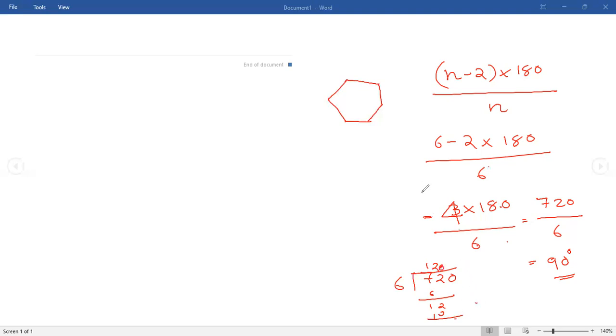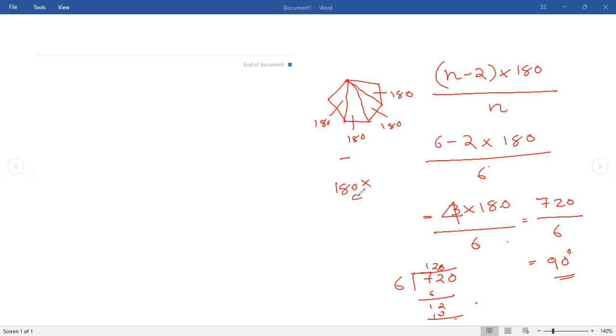So we cannot find the answer from this, right? In a regular hexagon, we won't get 90 as the answer. We're dividing this into triangles. 4 triangles will be coming here, right? So this is 180, this is 180, this is 180, this is also 180. So the total angle will be 4 into 180.